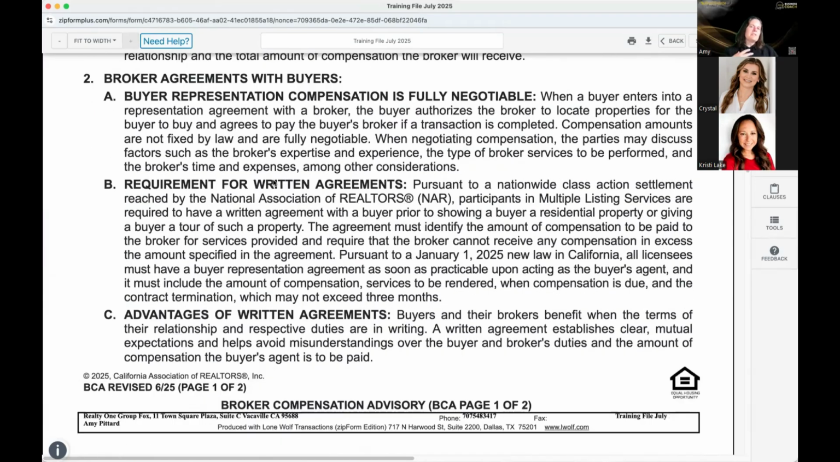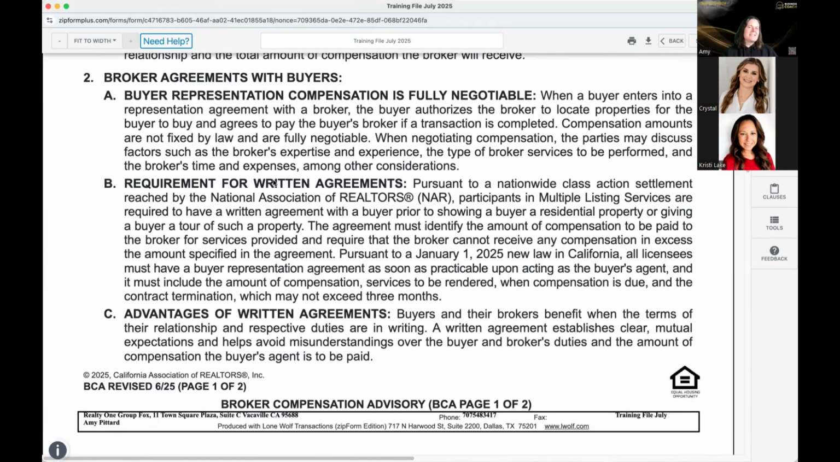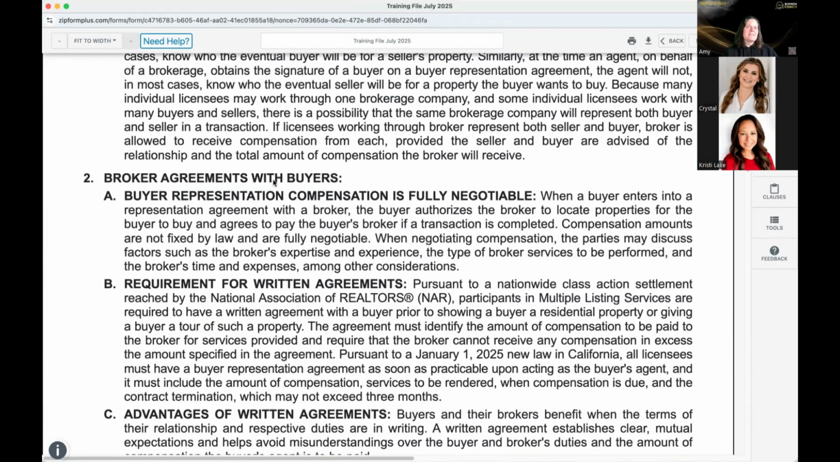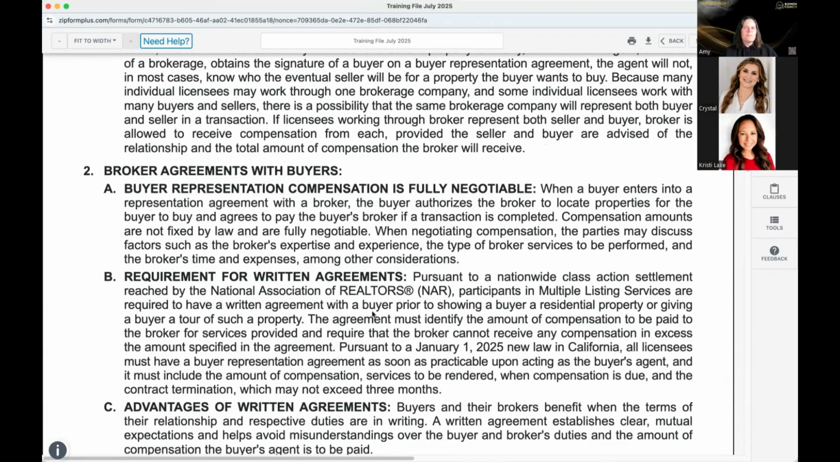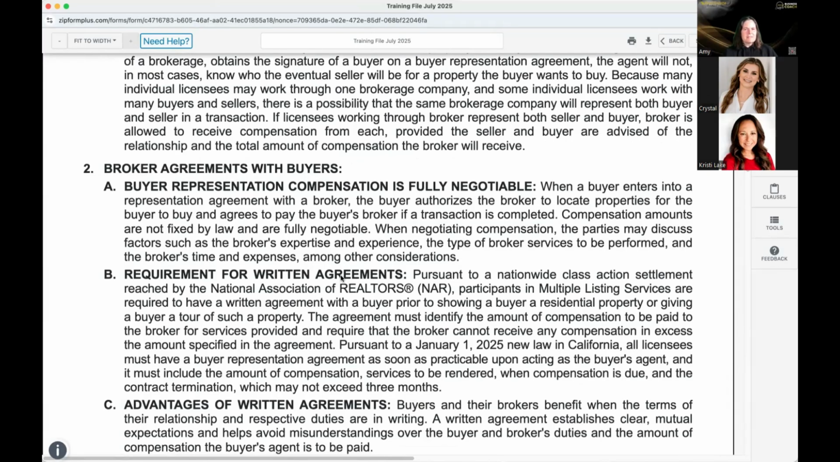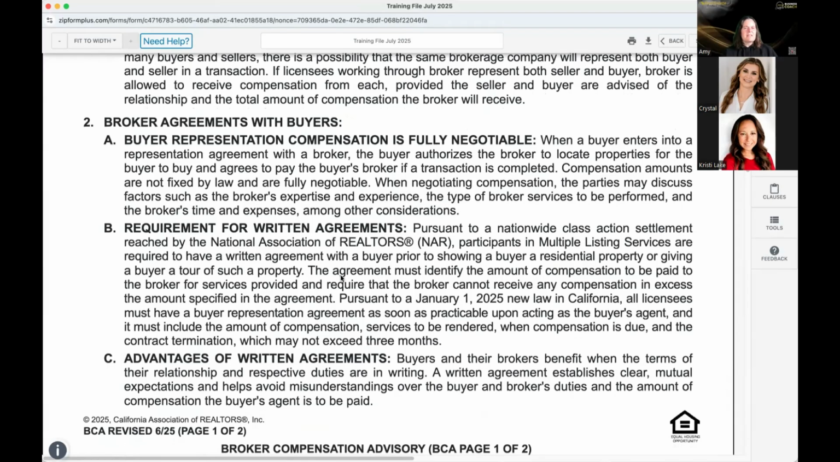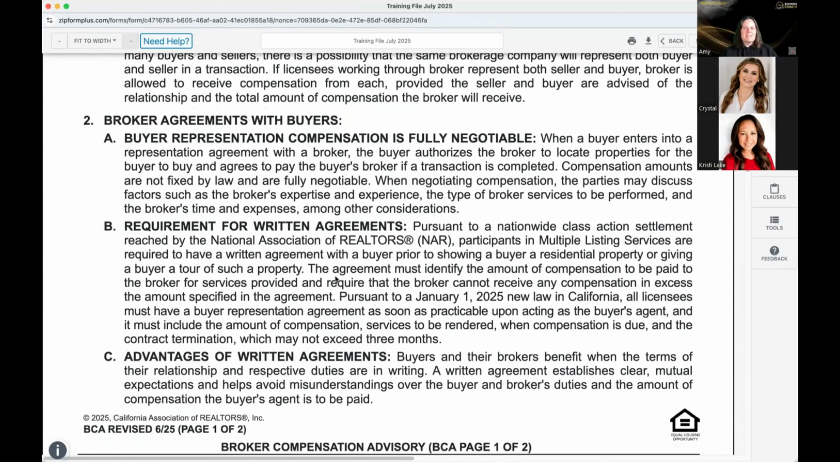Section 2 is for the buyers. So if I was going over this with their buyers, I would just say, hey, Section 1 outlines the ways that seller compensates their agent. Section 2 is what we're going to focus on, which is how I get compensated as part of the transaction. It's fully negotiable, right? Requirement for written agreements. If we have somebody that's like, oh, I'm not sure I want to sign this, that's where we can highlight why we have to do this. And then the advantages of written agreements.